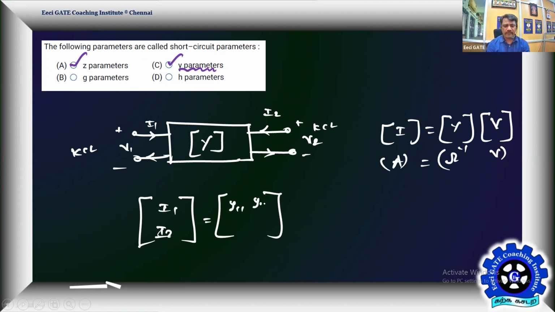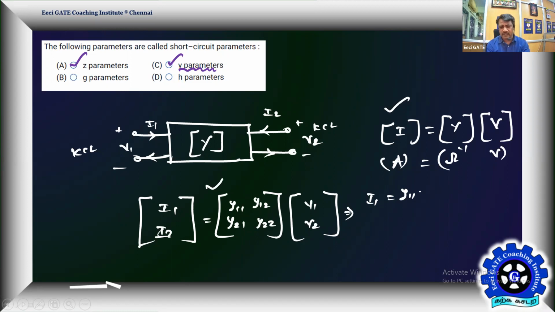Then we have Y11, Y12, Y21, Y22. Any two-port network, you can begin with the basic. Then it's easy to build from this. So then we have V1 and V2. From this, we get the expressions I1 equal to Y11 into V1 plus Y12 into V2, and I2 will be Y21 into V1 plus Y22 into V2. Instead of writing this straight away, remember this and expand, then it's easy.